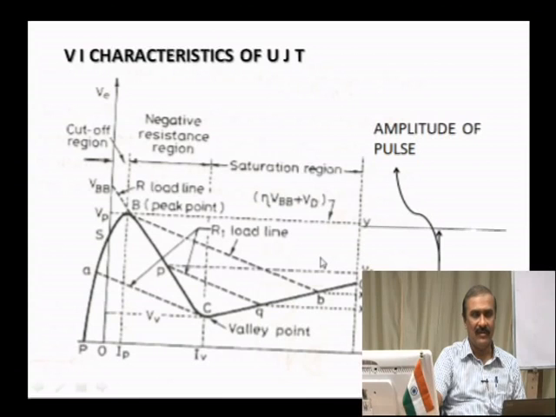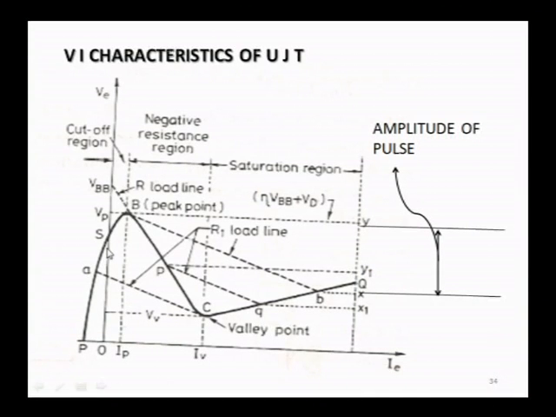Now, here you have to understand many things. This is a waveform drawn, the VI characteristic of this UJT, and this is an important thing here. Now, there are many lines you can see there. Please follow these things very carefully, so that it will become easy for you to understand how this UJT is used as a pulse generator.